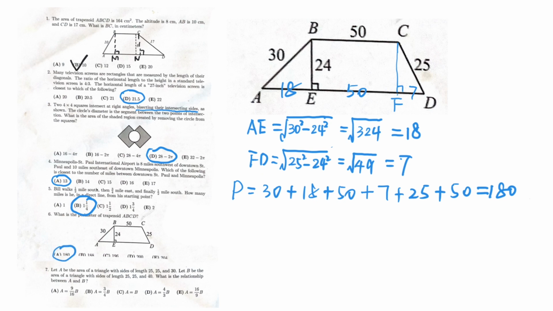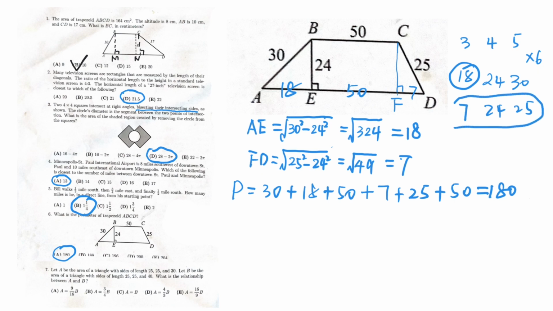Actually, for this one, we still can use the Pythagorean triple. First, 3, 4, 5 is a Pythagorean triple. So all times 6, that's 30, 24, 18. So the missing part is 18. For 24, 25, that's 7. 7, 24, 25 is another Pythagorean triple. If you're familiar with this one, it will be easy to get this one. That's 7.